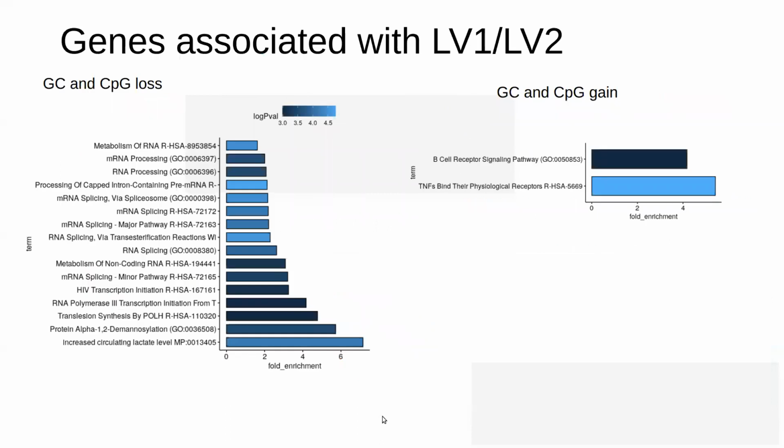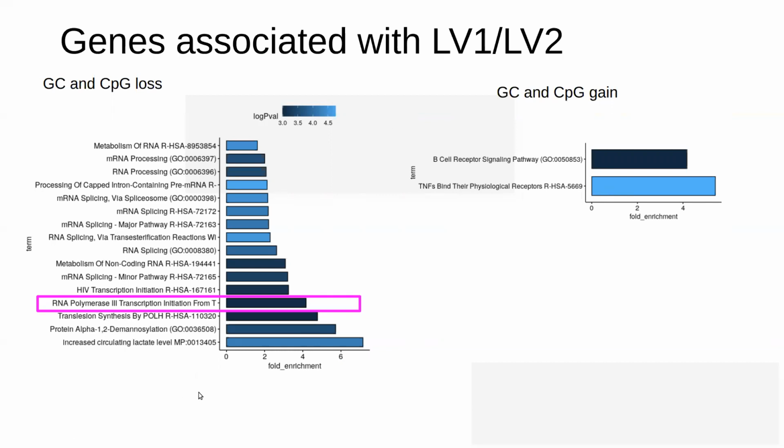Within the factor analysis model, we have a motif axis, and we also have a gene axis. So we can ask what genes are actually related to these latent variables. If we focus on the loss, this is highly enriched for RNA processing and transcription. On the gains, we have very few enrichments, just B cells and TNF. One thing we thought was interesting is that genes involved in polymerase 3 transcription initiation are experiencing CG and CpG loss.